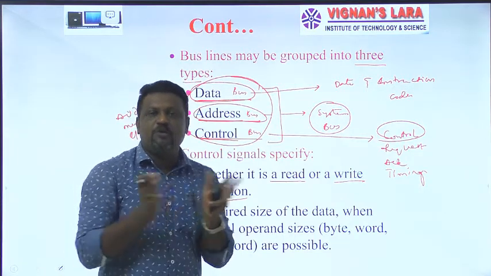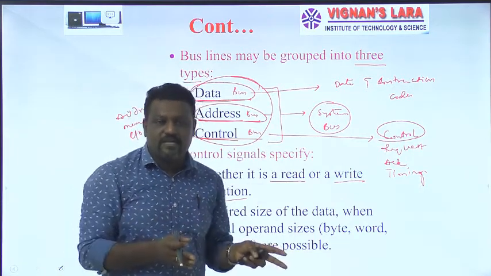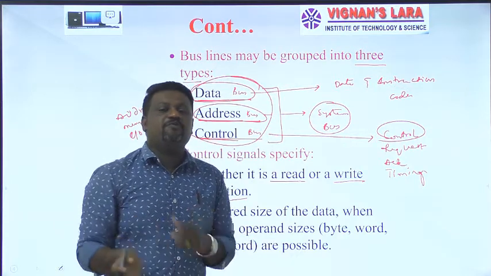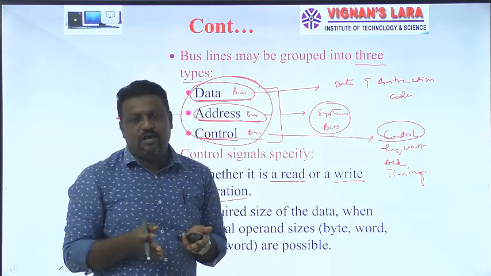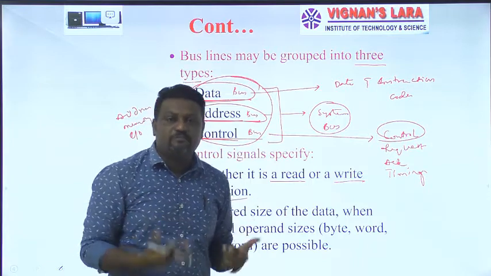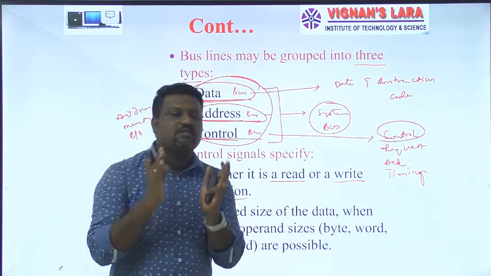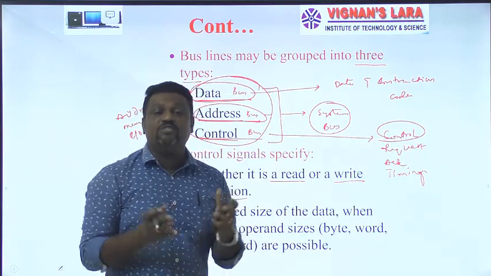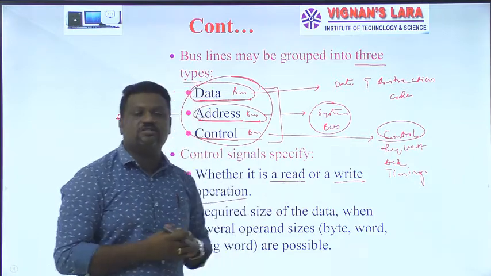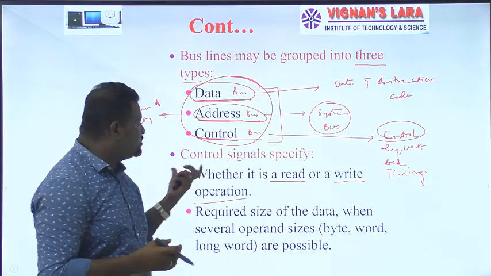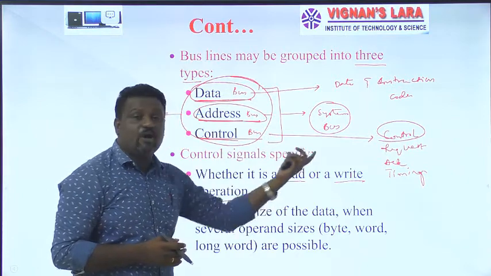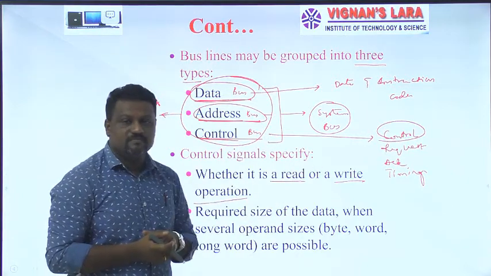At a time our CPU can't perform both read and write. In our system, it can perform either read or write. Which operation our CPU is going to perform on a selected device or memory location is indicated by the control signals. So that's why here I have written whether it is a read or a write operation.